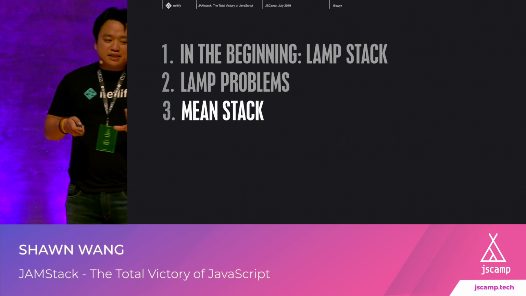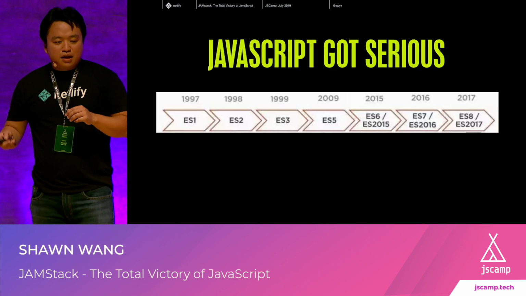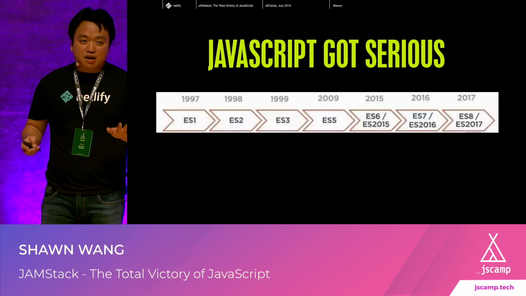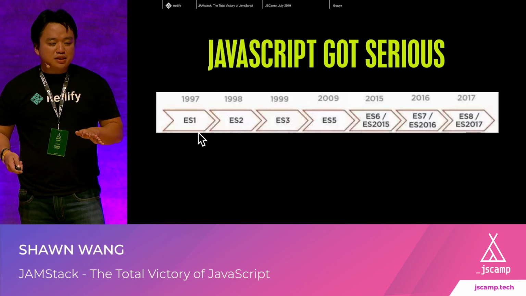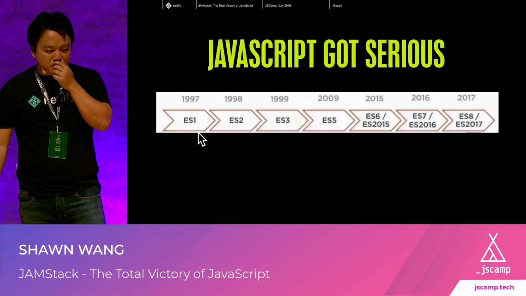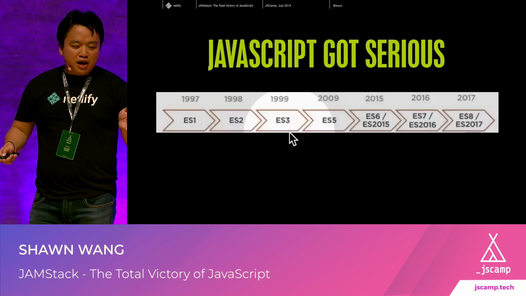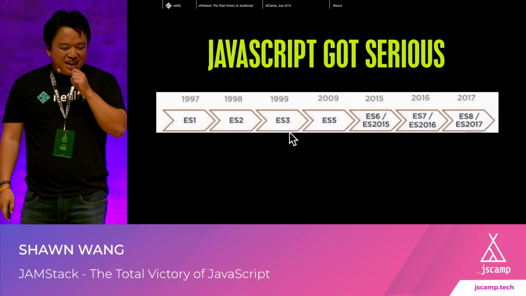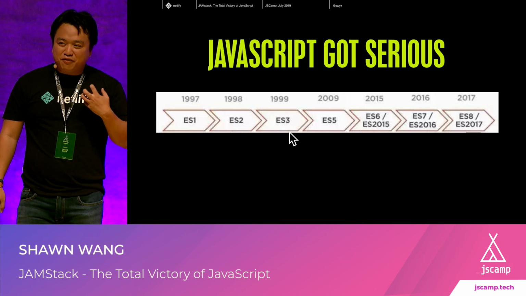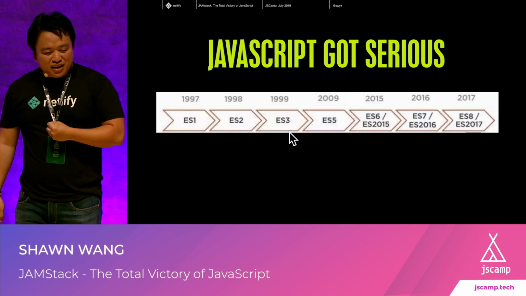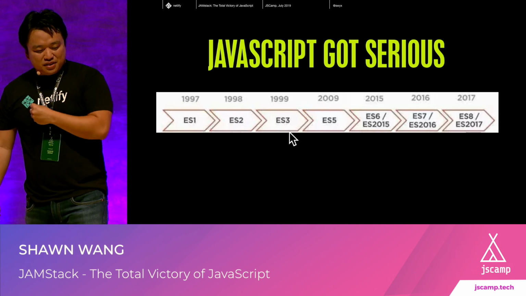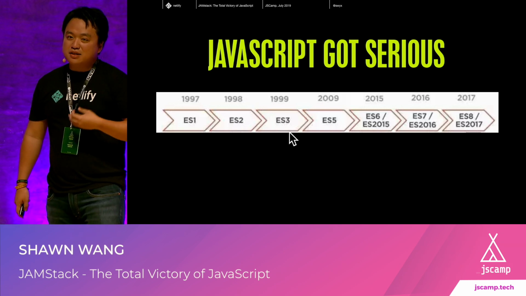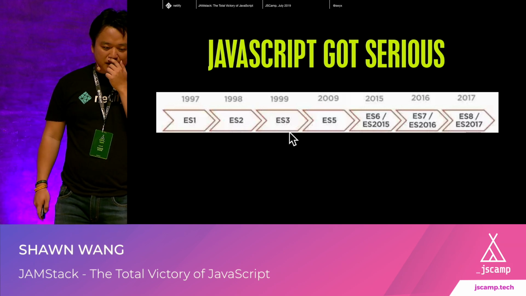So now we come to the MEAN stack. We've explored the LAMP stack a little bit. In the meantime, in the past 20-ish or so years, what happened? JavaScript got serious. We started formalizing it in the ECMAScript specification in 1997. ES2 happened, and then the 10 years we don't talk about. And then by some sheer force of will, even though we miscarried ES4, we came to some beautiful harmony in ES6, and now we have a yearly cadence of coming together and improving the language.